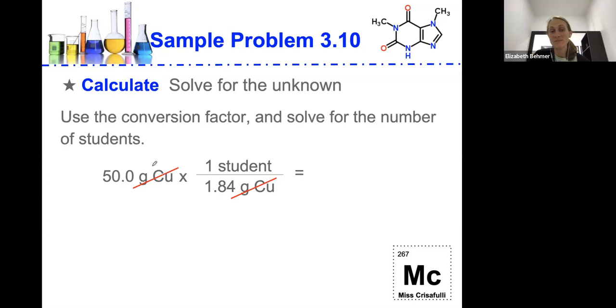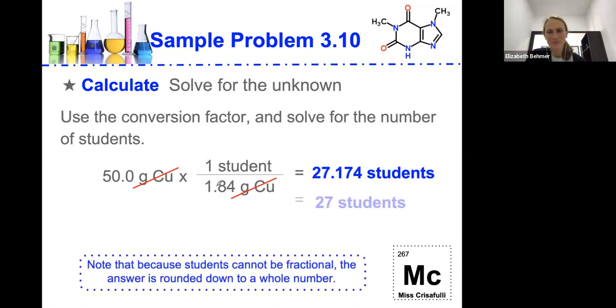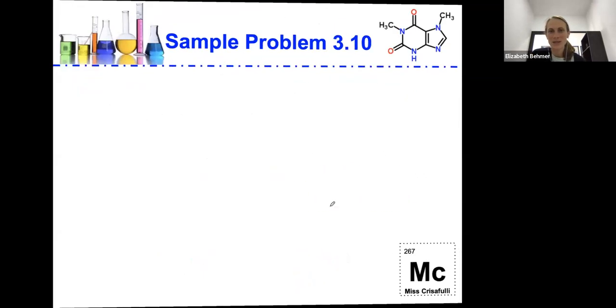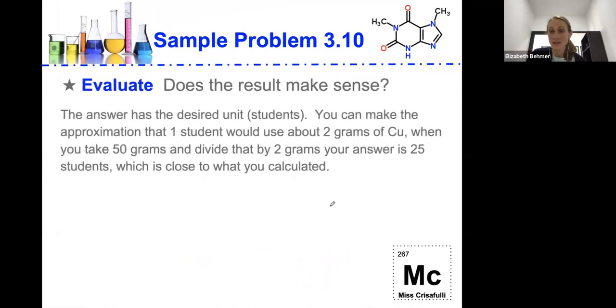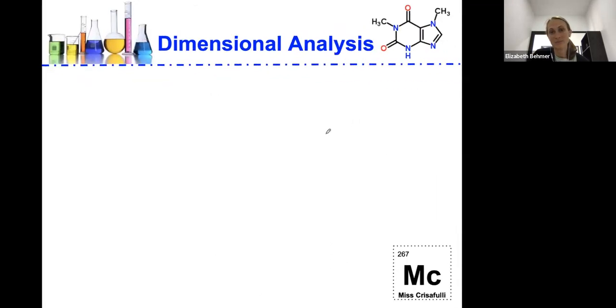So doing 50 times 1 divided by 1.84, we're left with 27.174 students. And we have 27.174 people? No, so we have to round down to just 27 students. As the number of students, unfortunately, cannot be a fractional number, so we'll round down to our whole number. Does the result make sense? The answer has our desired unit, students, and you can make the approximation that 1 student would use about 2 grams of copper because that's close to the conversion unit. So when you take 50 grams and divide them by 2, your answer is 25, which is close to 27.